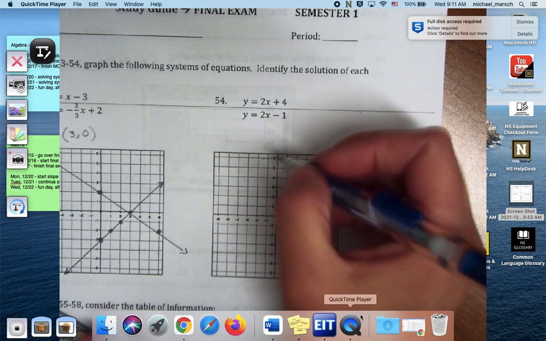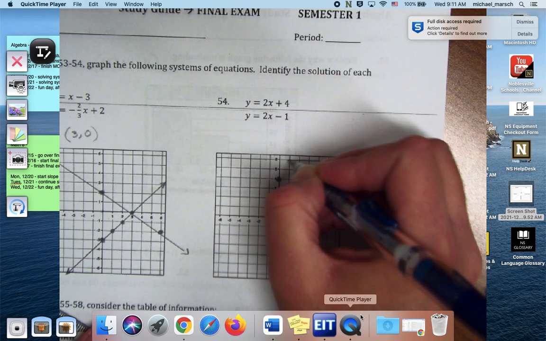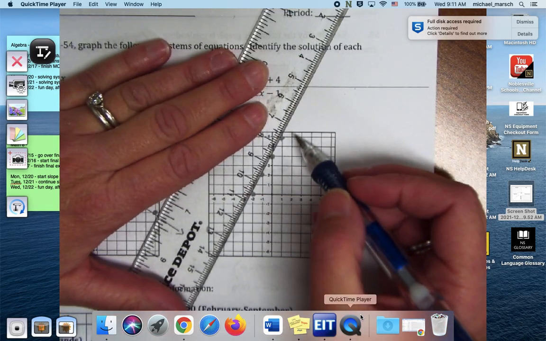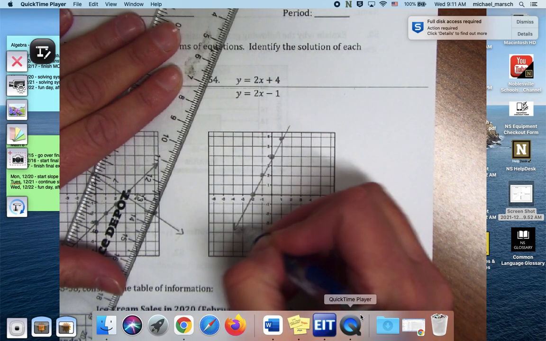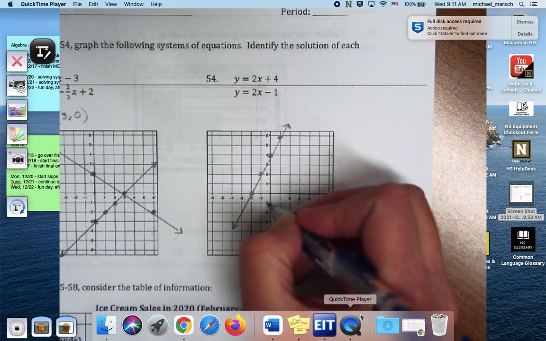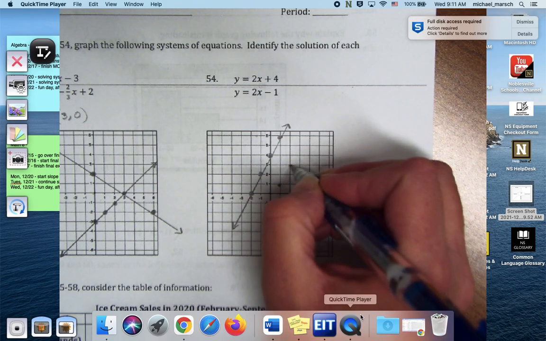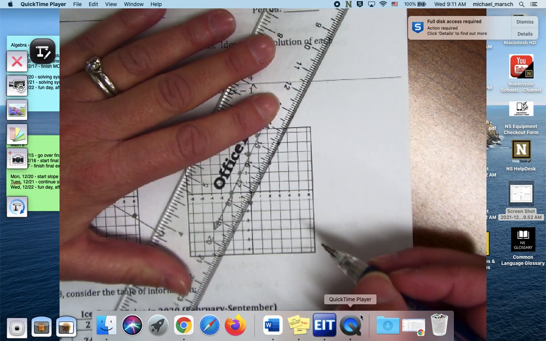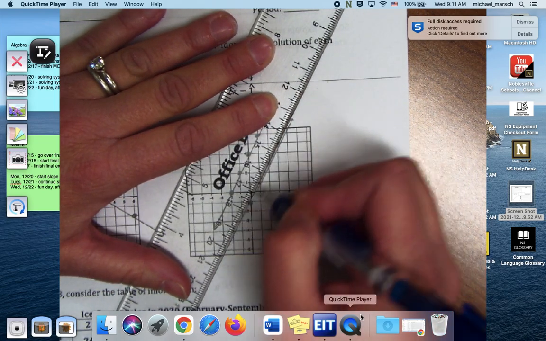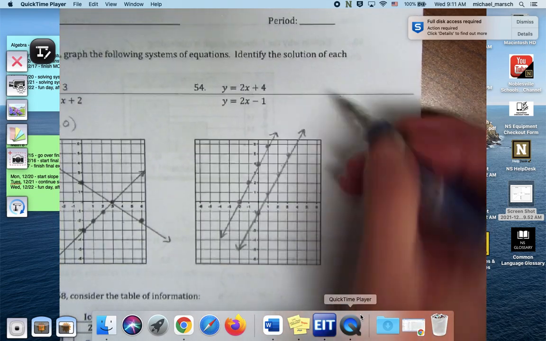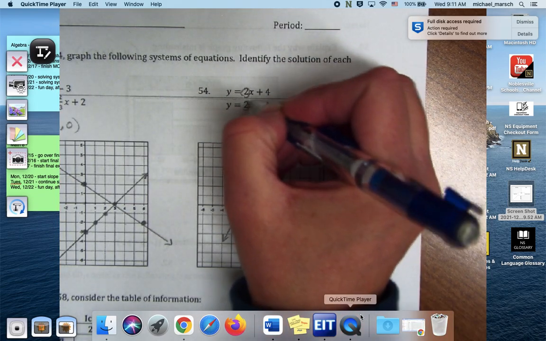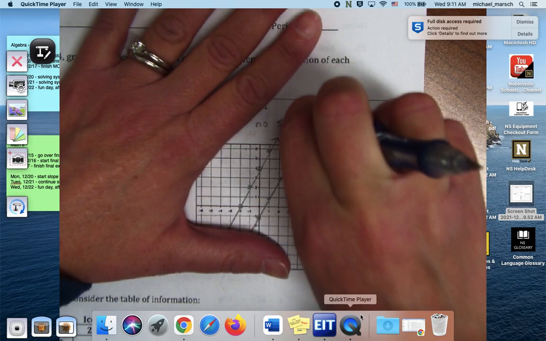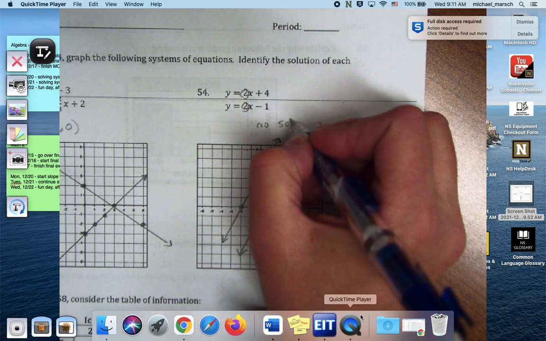All right, for this one, I'm at +4, up 2/1. Don't have enough room, so I have to go down 2, back 1. And then I'm at -1, up 2/1. Do you guys see what I see here? They have the same slope, parallel lines, no solution. Womp womp. Sorry, 2 lines we will never meet.